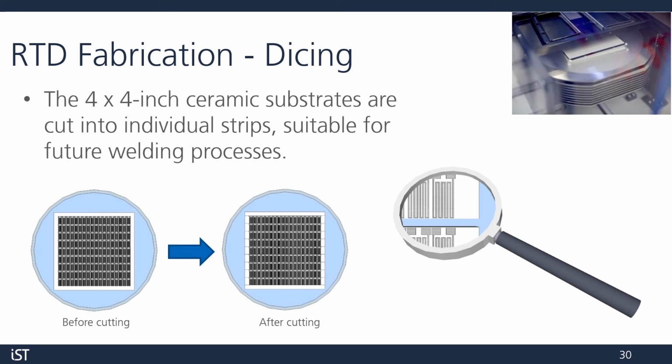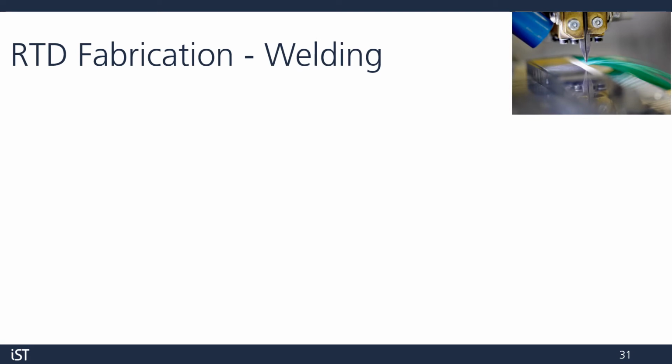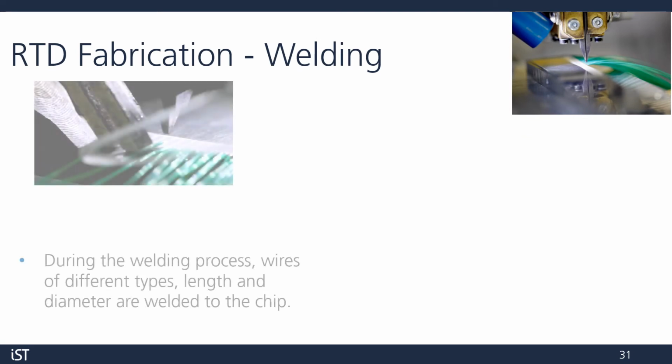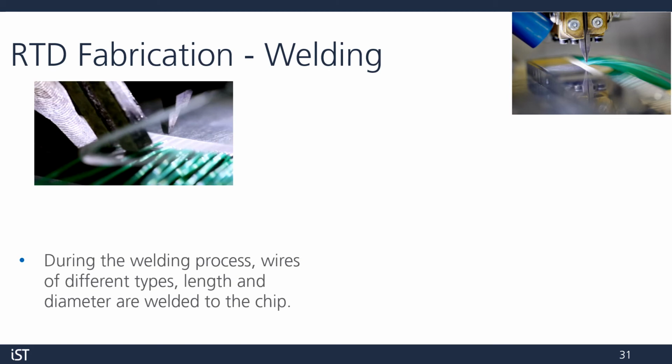After this process, we're left with strips of sensors, which we can then mount wires onto using our automated welding machine. Now it's time to weld. Wires of different types, lengths, and diameter are welded directly to the reinforced contact pads.